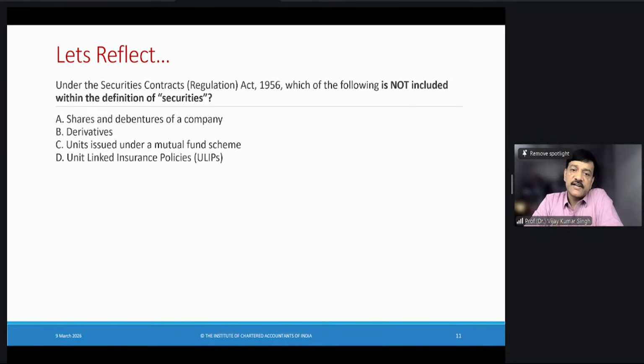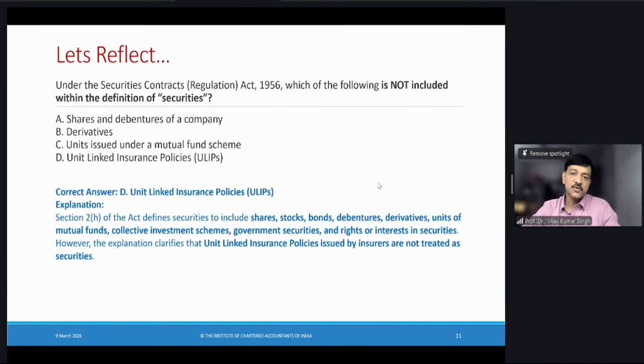Under the Securities Contract Regulation Act, which of the following is not within the definition of securities? What do you think? What is the answer? Okay. Most of you have given answer D. Okay, very good. Only one person answered C, but that's good. So you are correct. Your answer is D. That is unit linked insurance policies, or ULIPs.